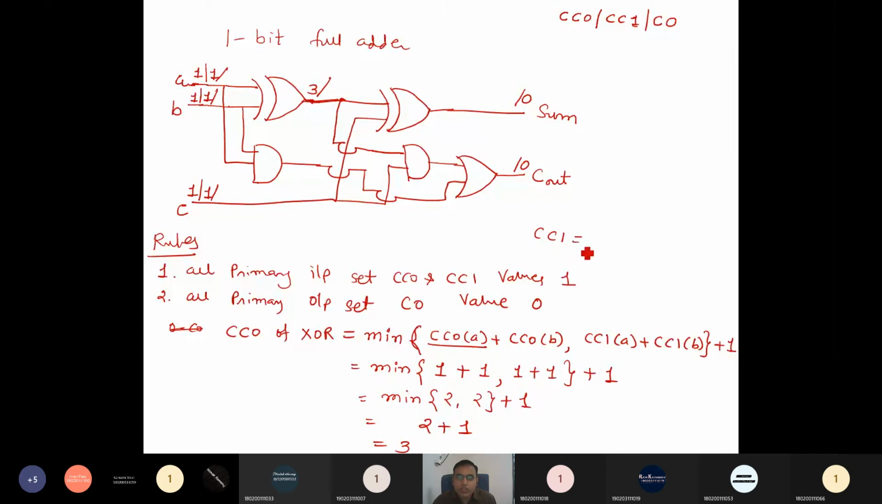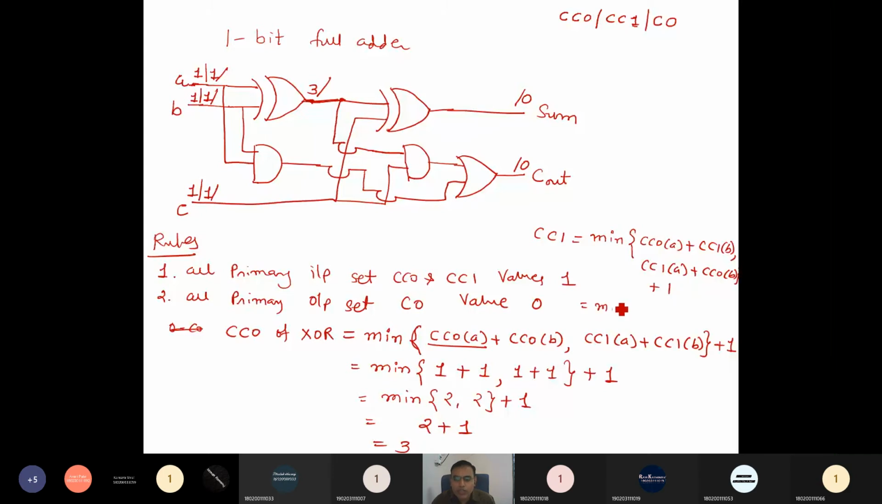CC1. So what is the equation? When will we get the output of the XOR gate as 1? Either A is equal to 0 and B is equal to 1, or A is equal to 1 and B is equal to 0. So in both cases we'll get the output of the XOR gate as 1, plus 1.